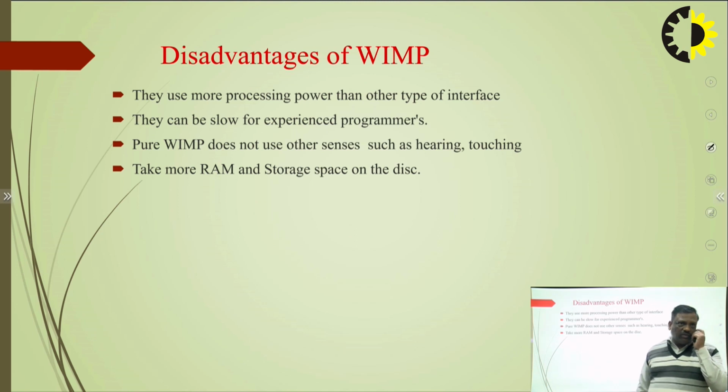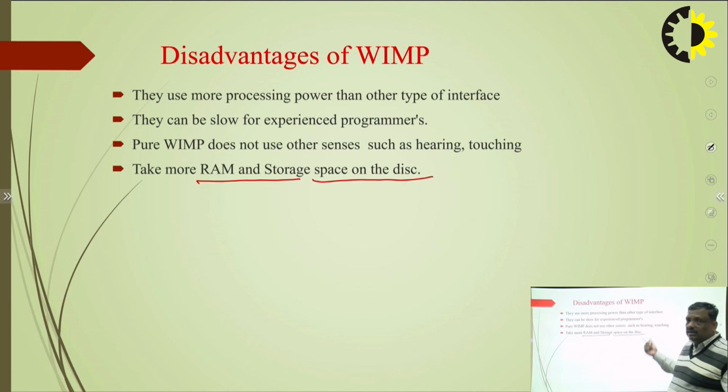And disadvantages of WIMP. Since graphics and images are there, a lot of RAM size and disk size is needed. So we need more RAM storage and disk capacity here. And when the amount of memory increases, processing power is also needed. When we execute these images on our screen, more processing power is needed.